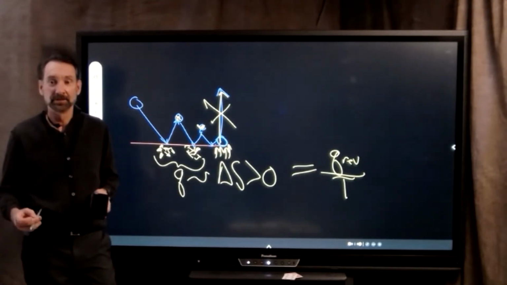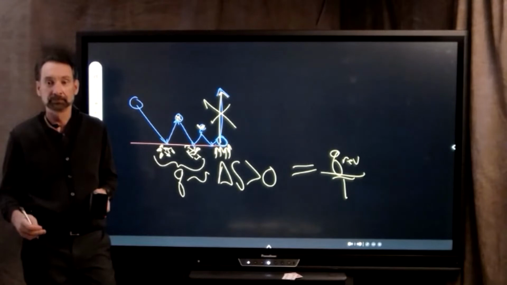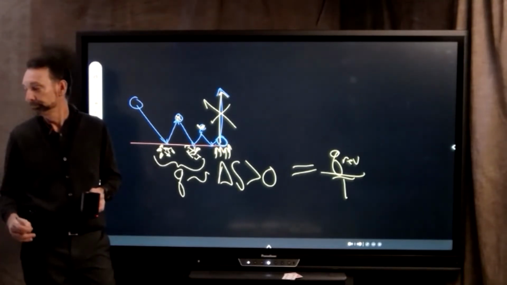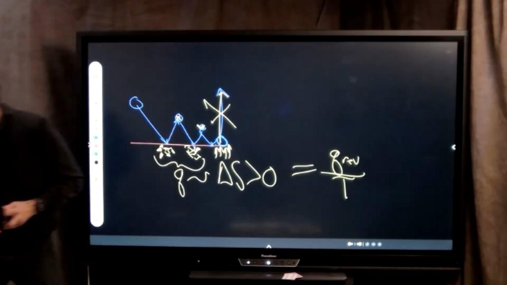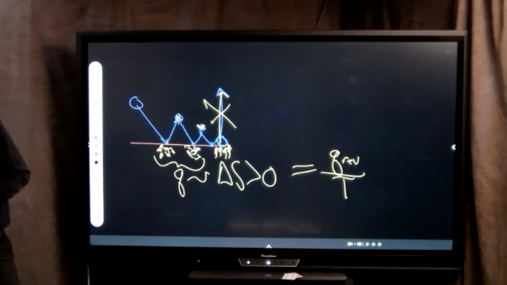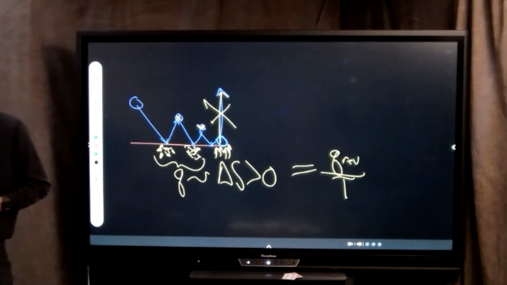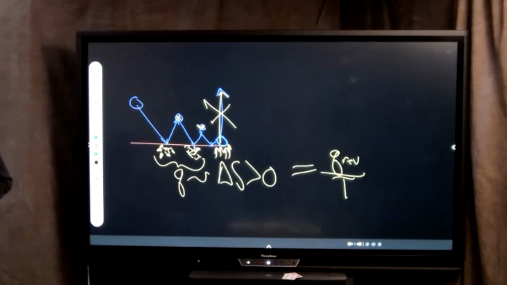Anything else? Wait, see if people are taking them. Why is it called reversible? That's a good question. Why is it called reversible?